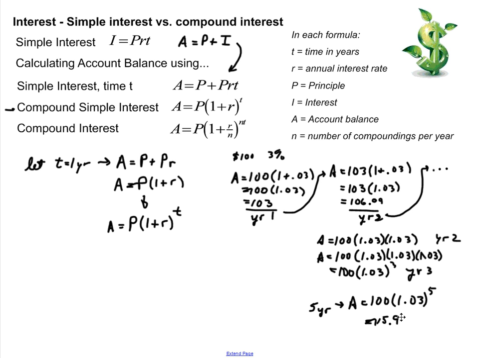$115.93. Always round to the nearest cent, by the way, with these dollar and cent problems, right? This is how much money I should have at the end of 5 years with this amount, right? Okay, so this is simple interest right here.